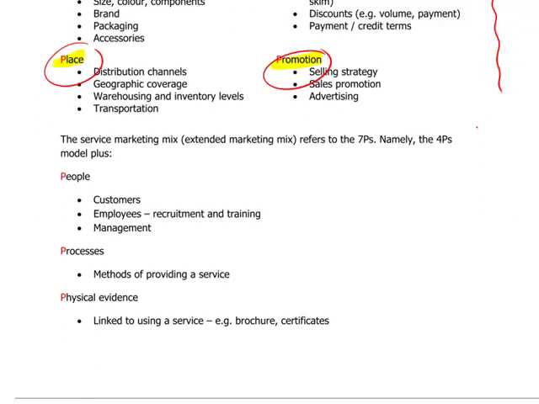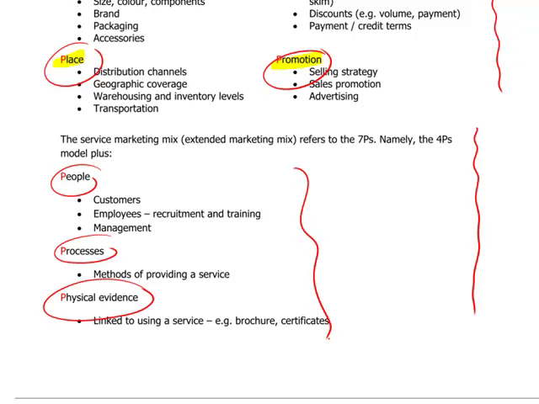Now, the service marketing mix, or the extended marketing mix, is often known as the 7 Ps. That's the 4 Ps plus people, processes, physical evidence. Those 3 apply to service industries.